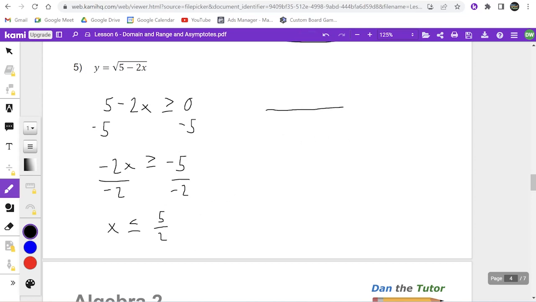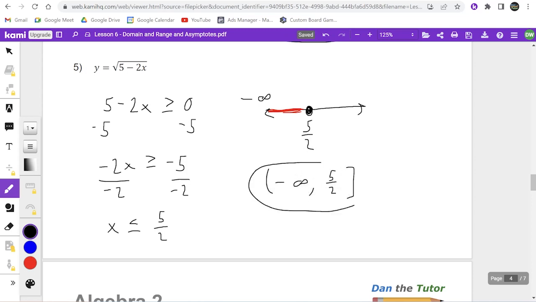So now on my number line, I only have 5/2. It's a closed circle because I include it. It's less than or equal to. And less than means the left side. So it looks like this time, I'm going from -infinity to 5/2. And that's what I'm going to write. -infinity, comma 5/2. And the 5/2 is the only one that gets the square bracket. Hopefully you got that, but are there any questions on number 5?